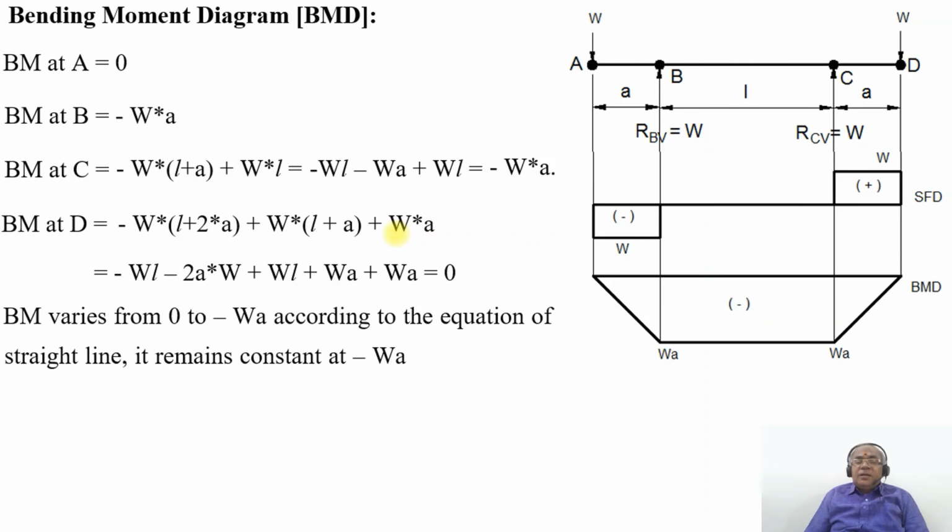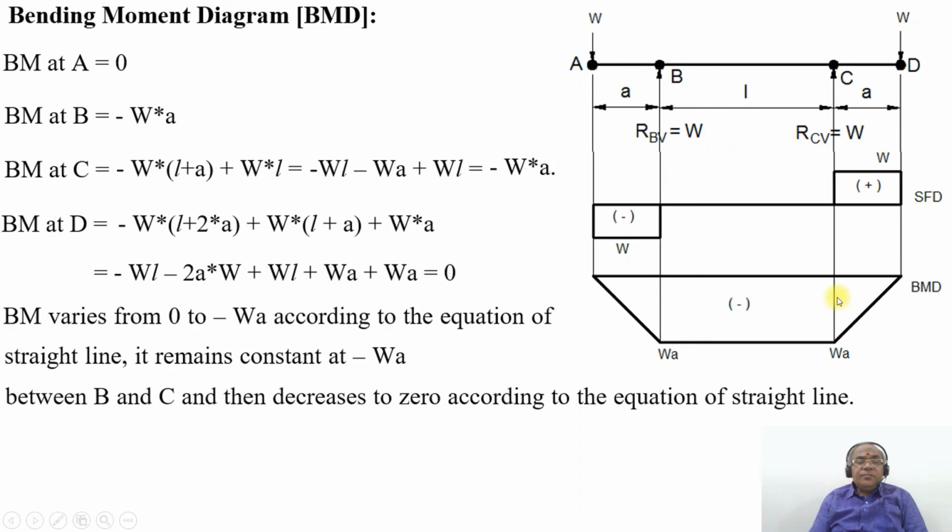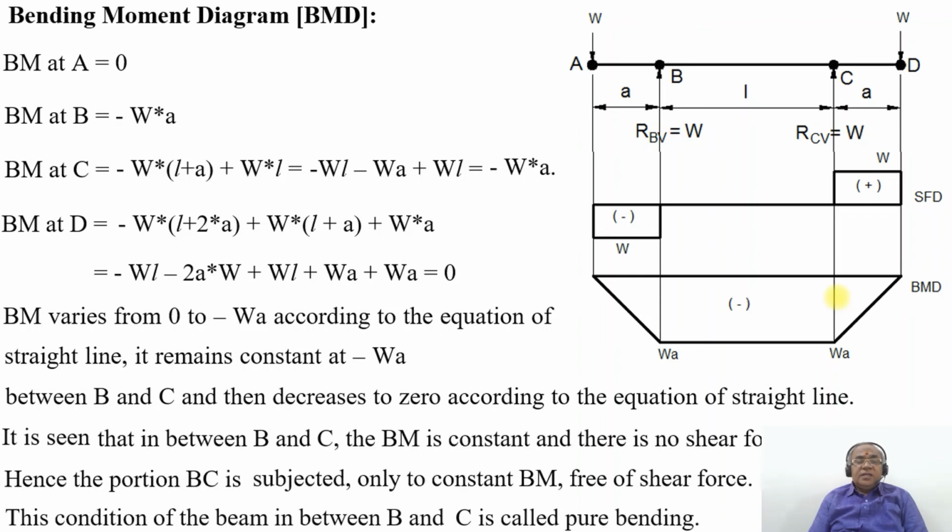As we see, the bending moment varies from 0 to minus WA according to the equation of a straight line, and it remains constant at minus W into A between B and C, and then decreases to 0 according to the equation of a straight line. It is seen that between B and C the bending moment is constant and there is no shear force. Hence, the portion BC is subjected only to the constant bending moment, free of shear force.